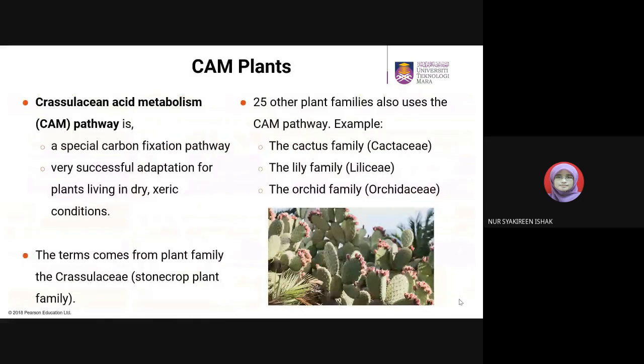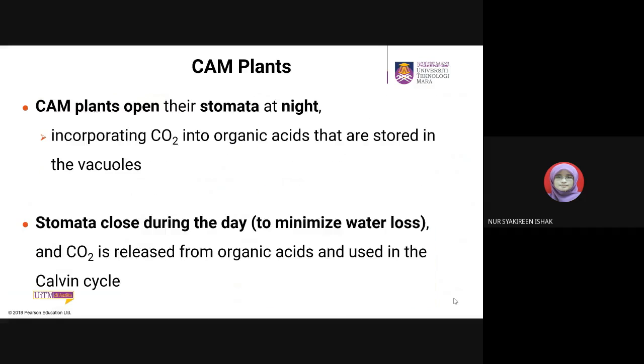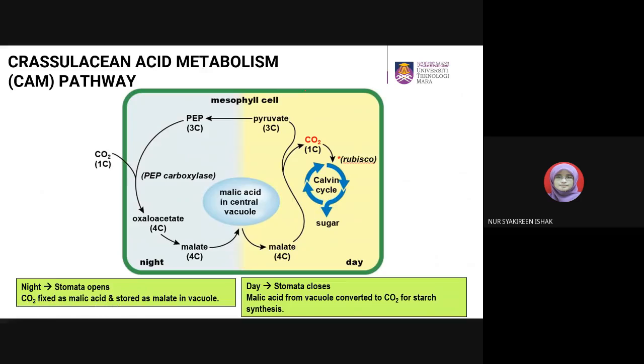Okay, CAM plant sama juga. CAM plant macam C4, dia adalah adaptation untuk tumbuhan yang memang duduk kat tempat yang sangat panas lah, dekat desert. Okay, so maksudnya for CAM plant memang dia punya stomata terus tutup pada waktu siang. Stomata akan open at night. Okay, bila at night, kalau tengok kat gambar ni, kalau CAM pathway kita namakan sebagai crassulacean acid metabolism.